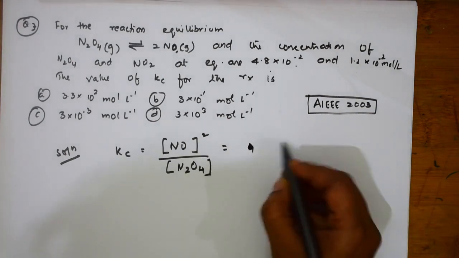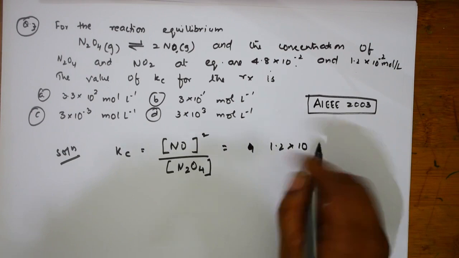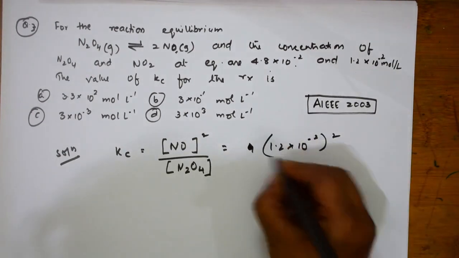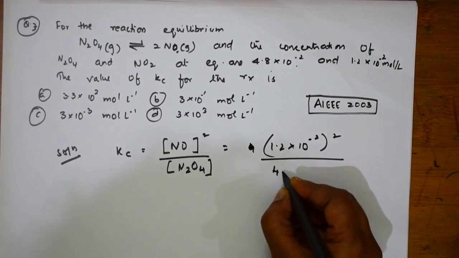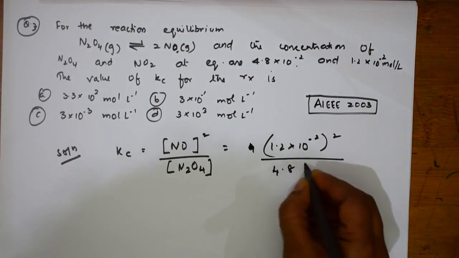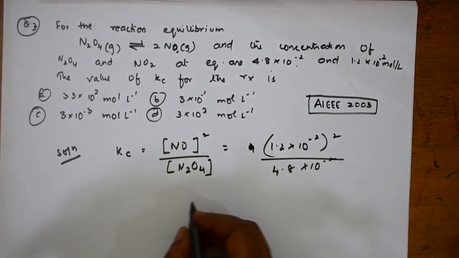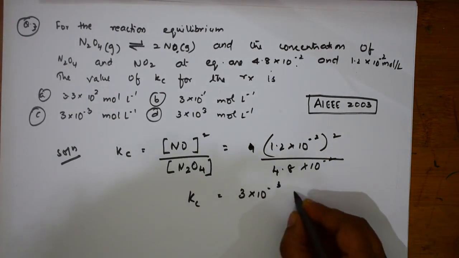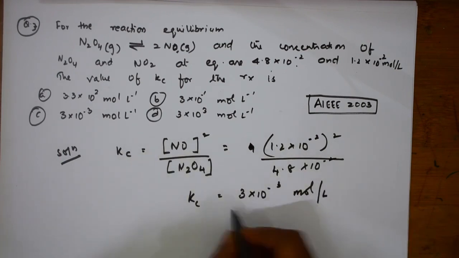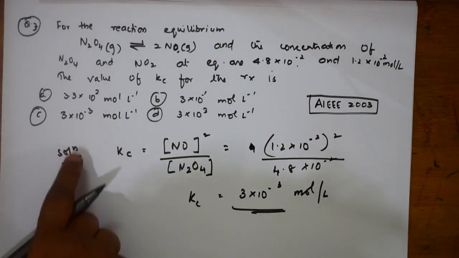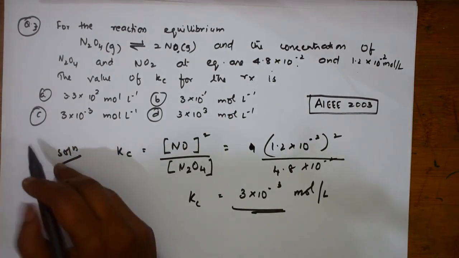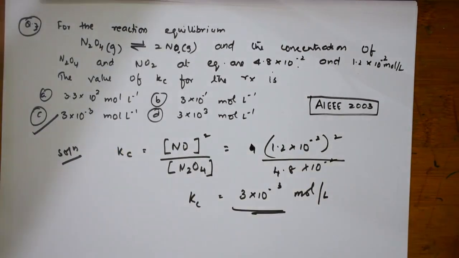NO2 is how much? 1.2 into 10 to the power of minus 2, squared, divided by 4.8 into 10 to the power of minus 2. When you take the ratio, the Kc value will be equal to 3 into 10 to the power of minus 3 mole per liter. This is the answer. So the correct answer is 3 into 10 to the power of minus 3 mole per liter.